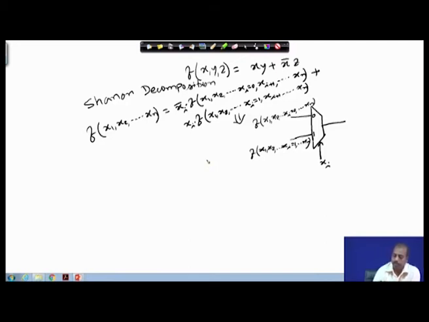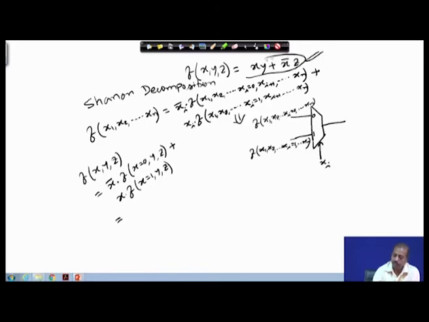So, let us take an example, this function that we are talking about. If we decide that we will decompose it around a single variable, say x, then f of x, y, z can be written as x bar into f, where I put x equal to 0, y, z, plus x into f, x equal to 1, y, z. This is from the definition of Shannon decomposition.